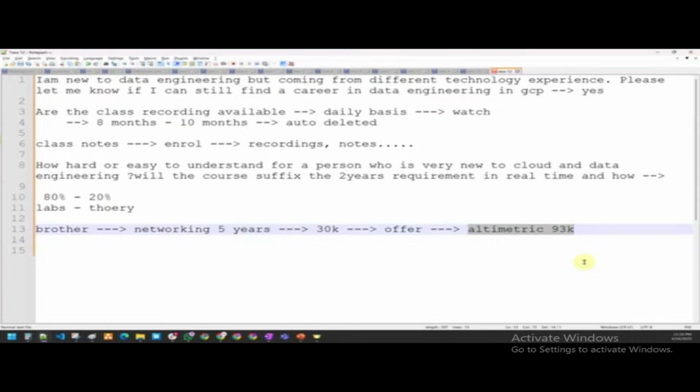93K, and somewhere around 14 or 15 is the package. So that is how the package was. This is what is happening, right? So you don't have to worry about it.